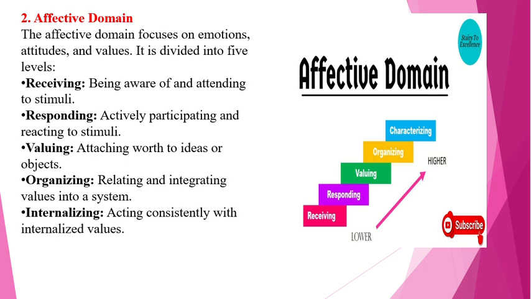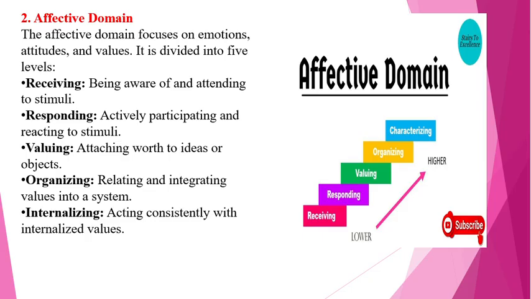Number three, valuing. You show attachment to ideas that are really worthwhile. The number four is organizing. It includes relating and integrating the values into a system. The fifth one is internalizing. It includes acting consistently with the internalized ideas or values.